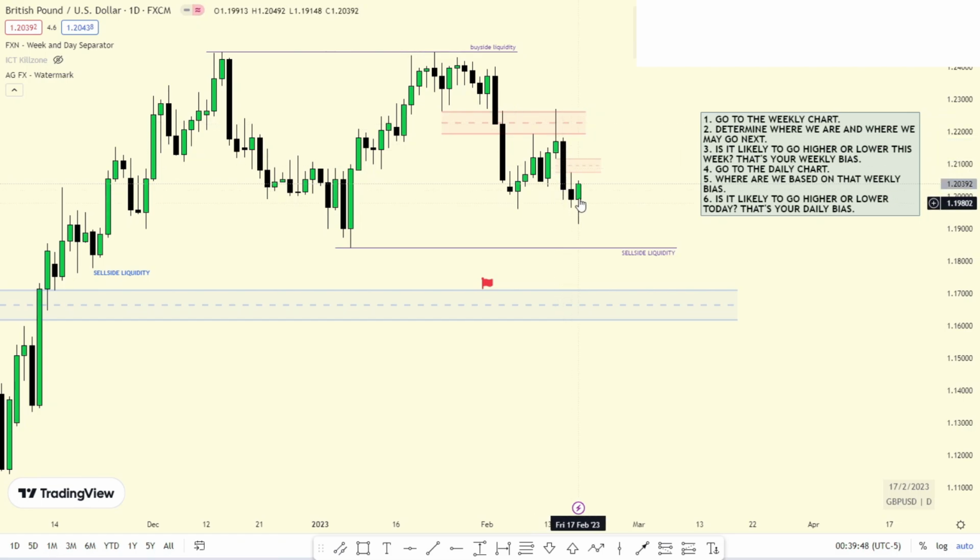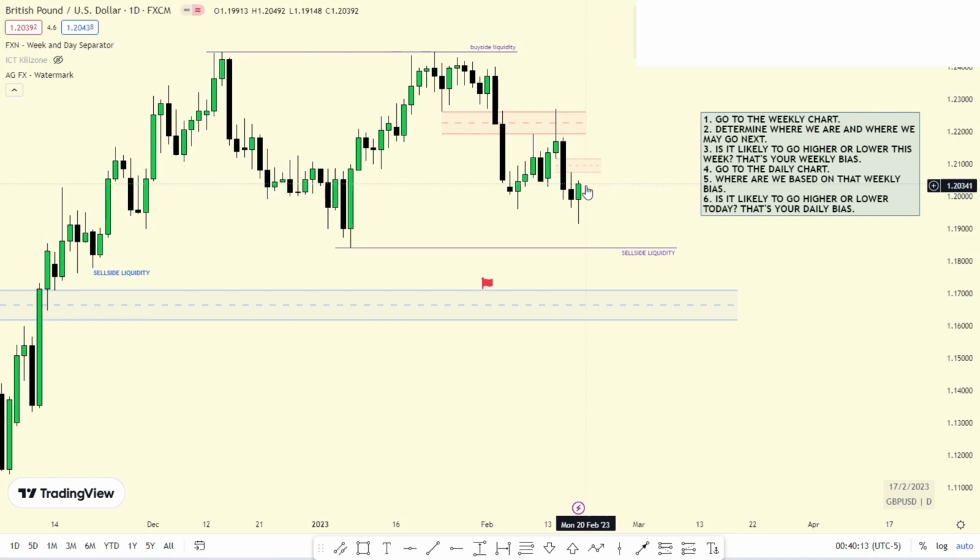During this day, maybe we would not have known that the market would come back up, but we already took out some sell side liquidity here, and then we saw the market retest back higher. So now from this day, where is the market likely to go? That's the question you want to ask yourself. Is it likely to go higher or lower today, the day you're trading? And that is your daily bias.